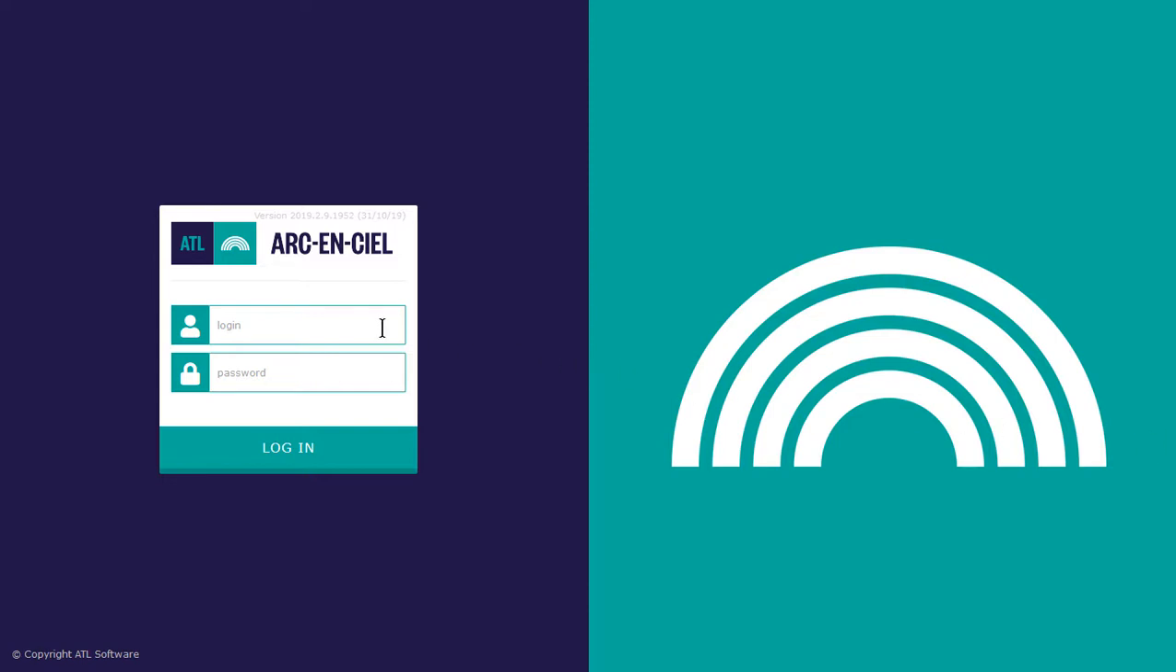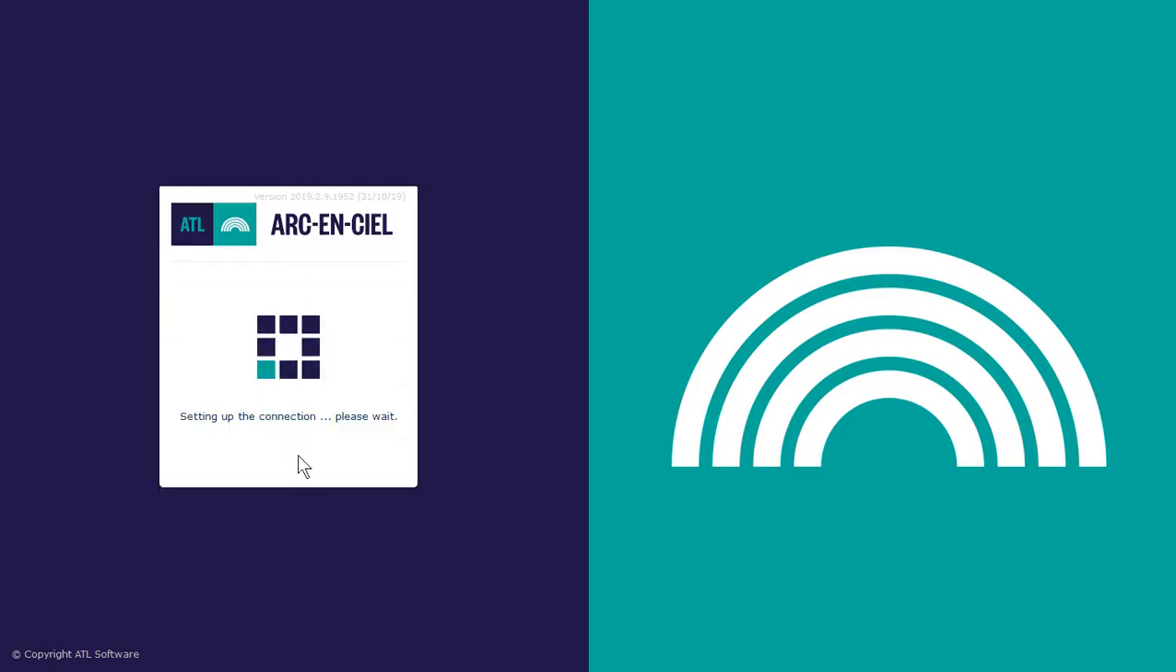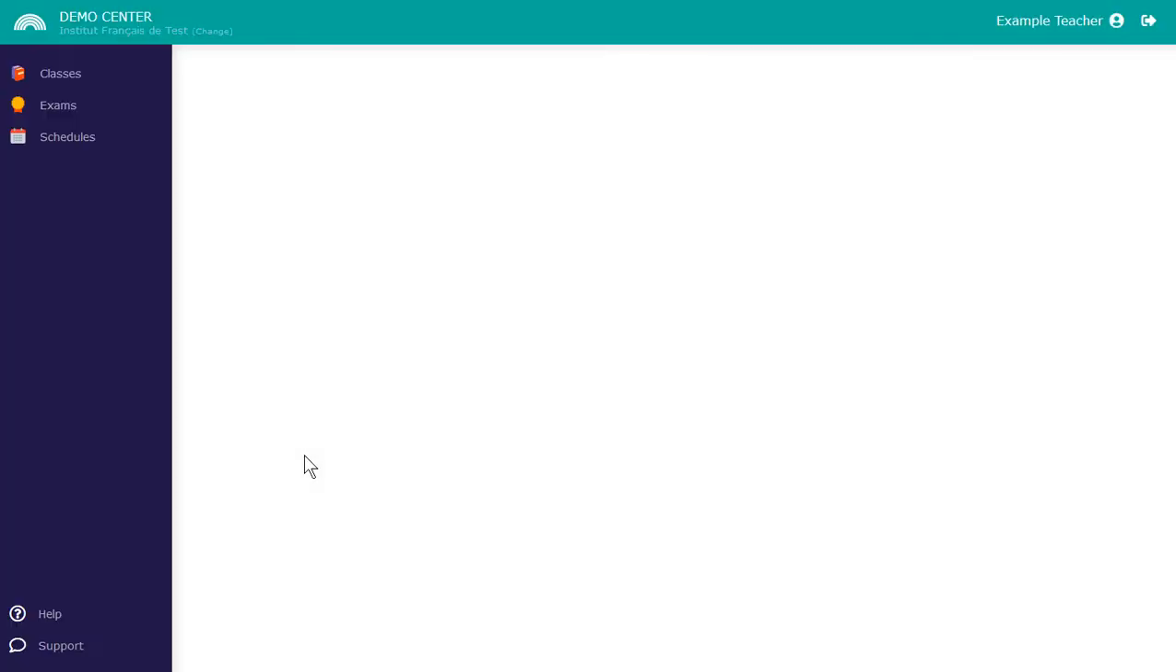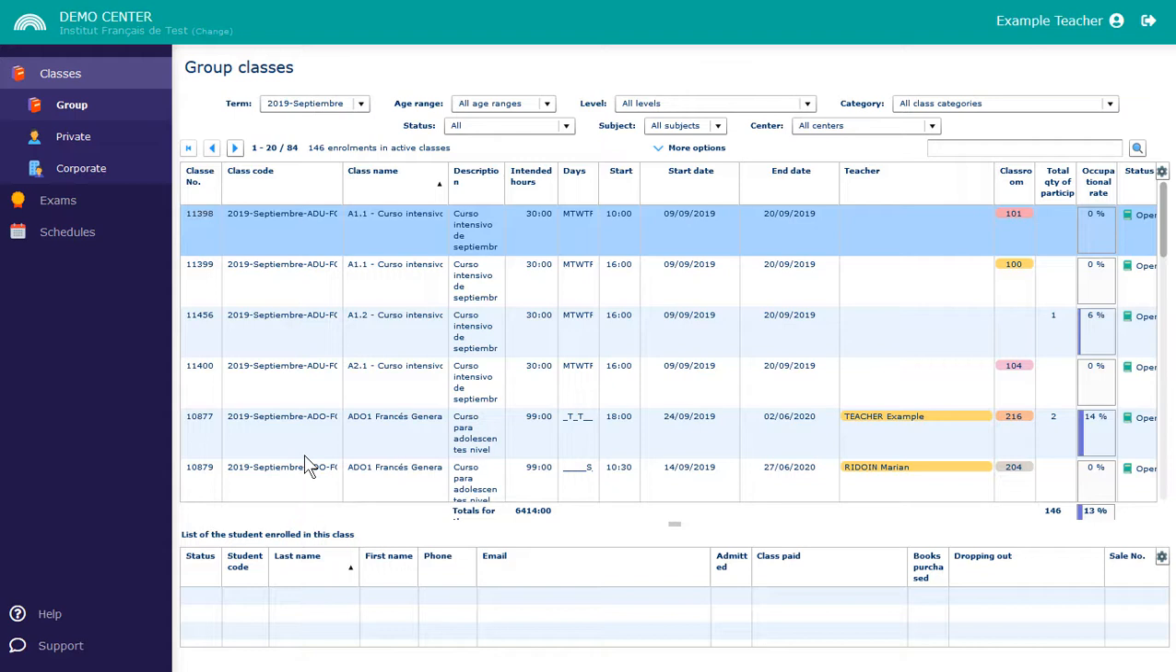In the first box, type your username. And in the password box, enter your access password. Once you have completed the corresponding fields, click on Enter. Let's see your account properties.